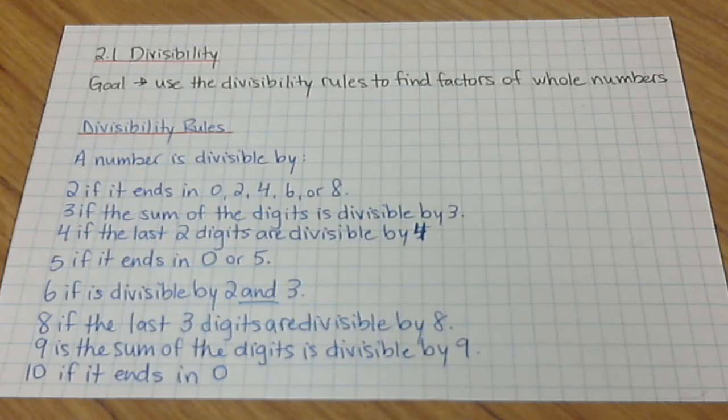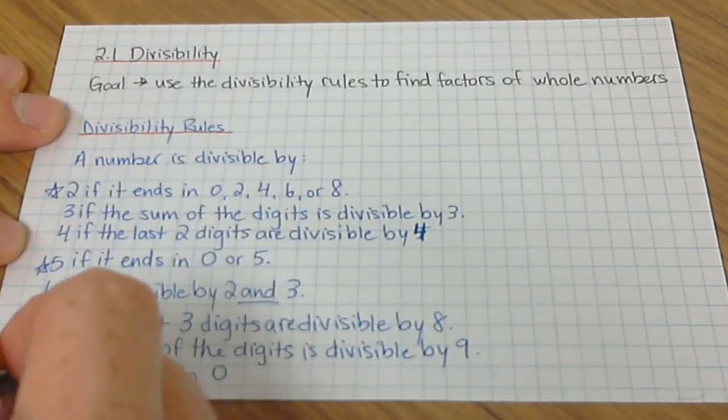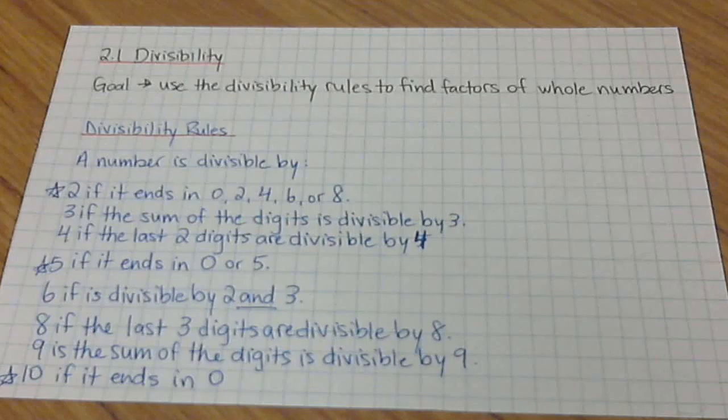So today we're going to talk quickly about divisibility and some divisibility rules. Some of them should be pretty straightforward, the ones you should really know already: 2, 5, and 10. Numbers are divisible by 2 if they end in an even number, so 0, 2, 4, 6, or 8. A number is divisible by 5, which means 5 will go into it, if it ends in 0 or 5. And lastly, a number is divisible by 10 if it ends in 0.